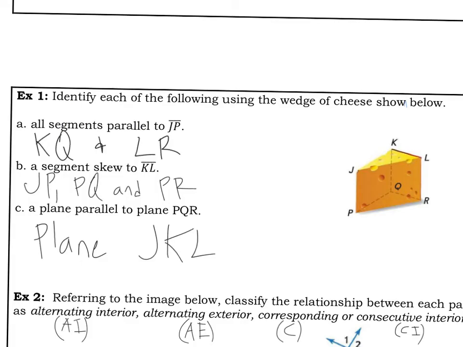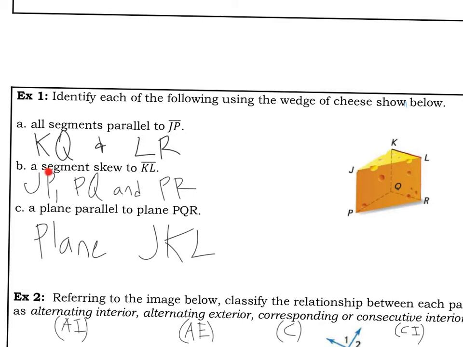Alright, so example 1 says identify each of the following using the wedge of cheese shown below. Identify all segments parallel to JP. So remember, they are non-intersecting coplanar lines. So JP is on the same plane as KQ, and JP is on a different plane, but they're still the same plane as LR. They're the walls of the wedge of cheese. So yeah, KQ and LR, remember order doesn't matter, so you could say QK and RL if you wanted to.